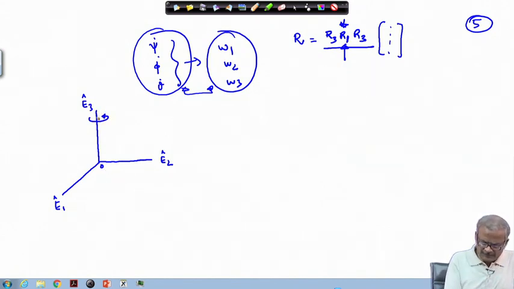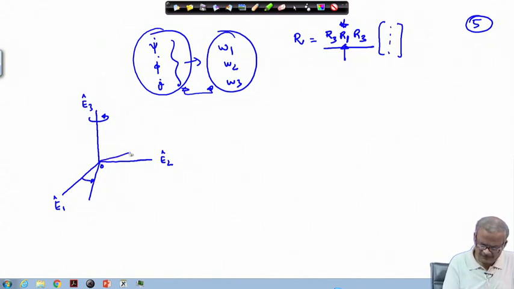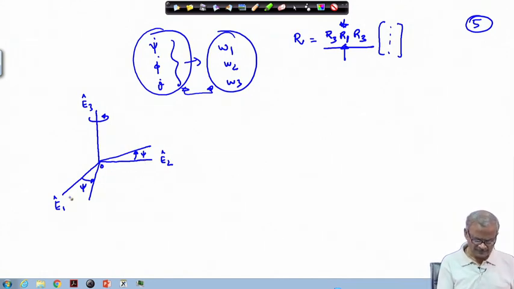If we rotate about this axis, this axis will remain here in this place, while this axis will go from this place to this place, and this will go from this place to this place. So, this rotation will be written as psi, this rotation will be written as psi. This is basically a rotation in the same plane, not out of the plane.